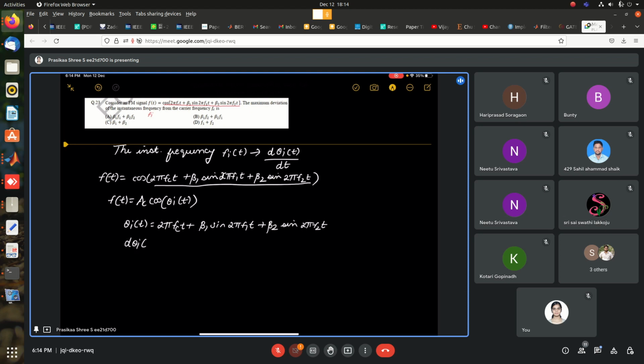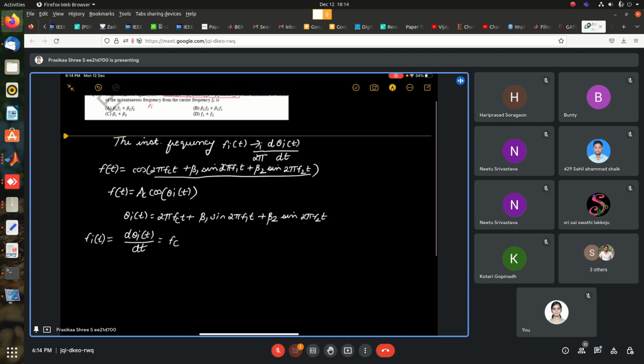So now, if you differentiate the instantaneous phase of the above signal, you will be getting fi of t. Sorry, since theta i is in radians, we need to divide it by 2 pi. If it is in the frequency f domain, then we need not do this. Since the phase will always be in the domain of radians, the 2 pi and all will get cancelled. So fc plus beta 1 f1 cos 2 pi f1t plus beta 2 f2 cos 2 pi f2t.